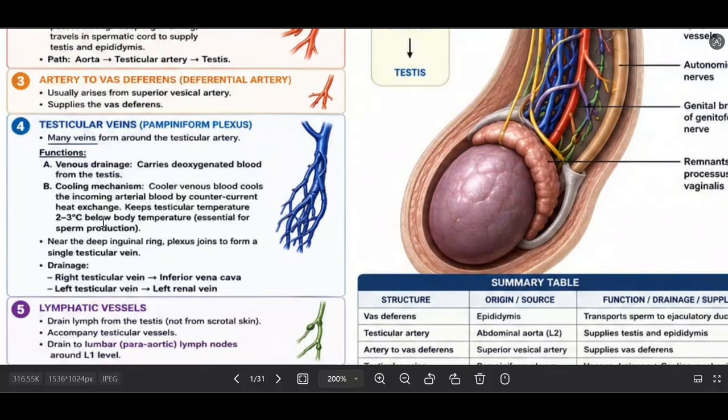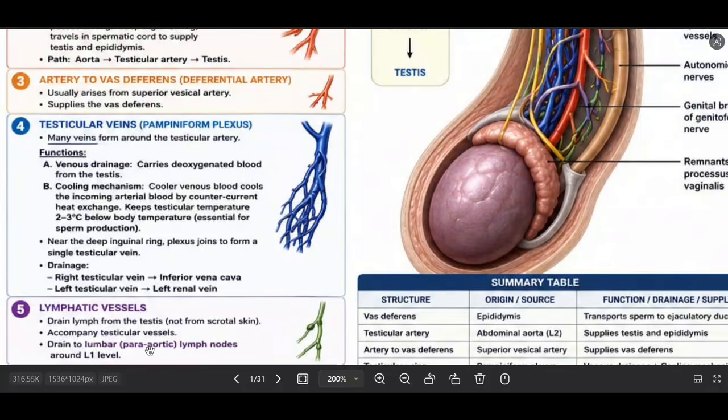Now about the formation of the testicular vein. How is the testicular vein formed? As you can see, the lot of testicular veins, or Pampiniform plexus, form a single vein near the deep inguinal ring. About the drainage, the right testicular vein drains into the inferior vena cava, and the left testicular vein drains into the left renal vein. Remember, this is a very important Viva question: the right testicular vein drains directly into the inferior vena cava, but the left testicular vein first drains into the left renal vein.